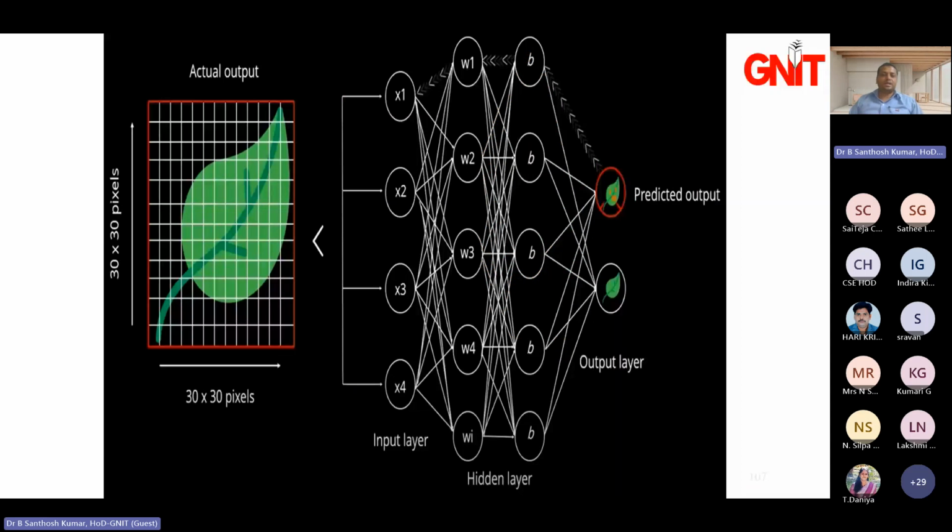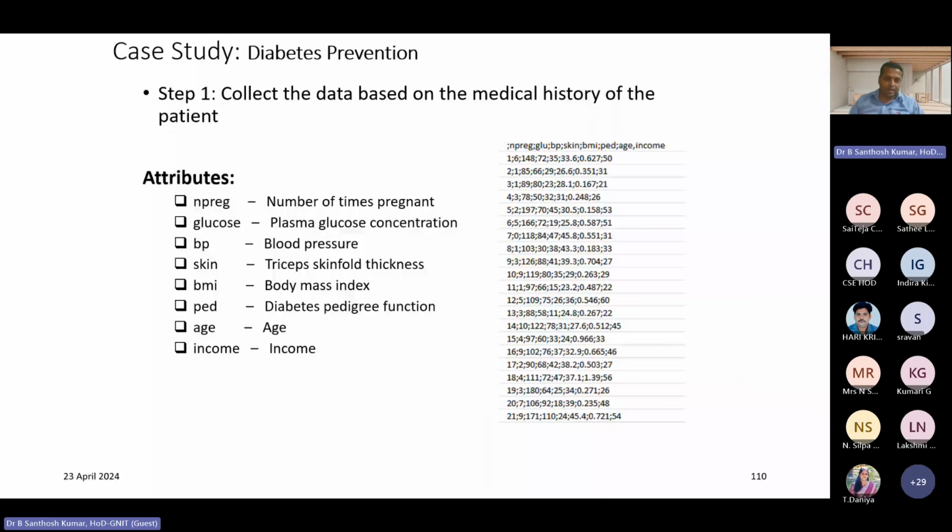Then one case study is also given, diabetic prevention. For diabetic prevention, the first step is collecting the data set. In the data set I'm using attributes like number of times pregnant, glucose level, BP level, skin, body mass index, diabetic pedigree function, and age. But here I'm also using income, so it is additional information.